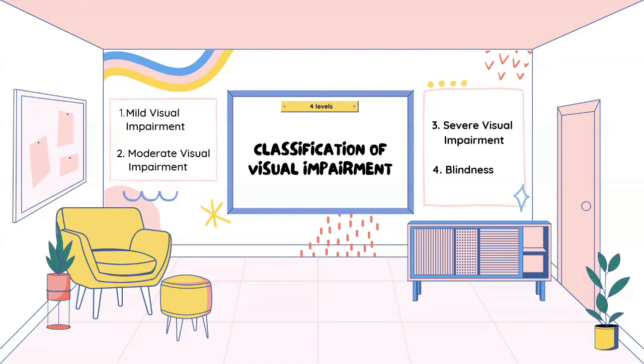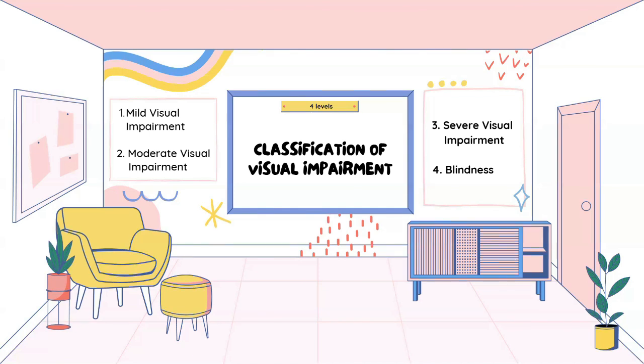The second level is moderate visual impairment. A person with moderate visual impairment has difficulty recognizing faces, reading books, or identifying objects at a distance, even with corrective lenses. They may require magnification devices or screen readers to help them access information. For example, a teacher may need to use bold, high contrast colors on the board for a student to see the lesson.